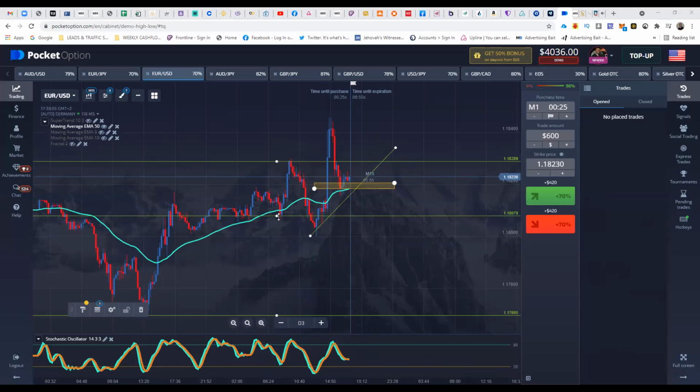But I'll look to sell if price closes below this low here, this most recent low. So I'm going to circle that here. If the candle closes below this, then I'm definitely going to sell, especially if it crosses over this 50-period MA.